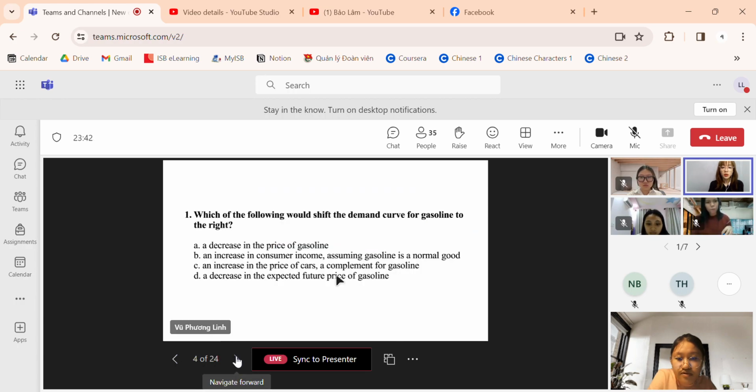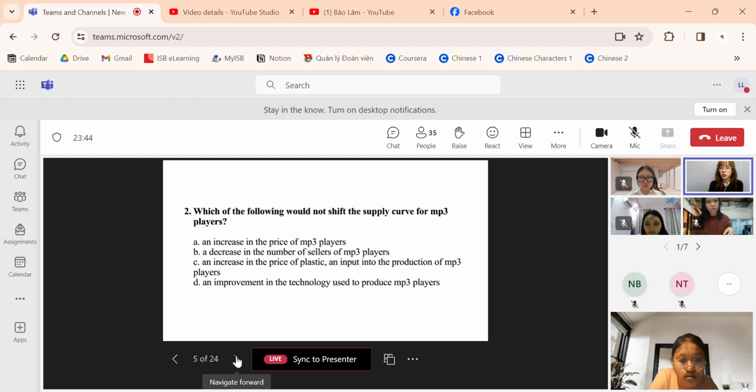An increase in the price of a car, a complement of gasoline. So we know complement and substitute. Complement means you will use the two products together, but substitute means a different alternative. So for complements, if the price of a car is higher, people will demand fewer cars.